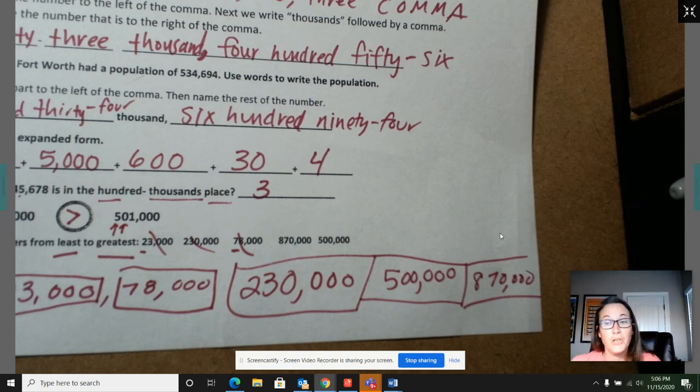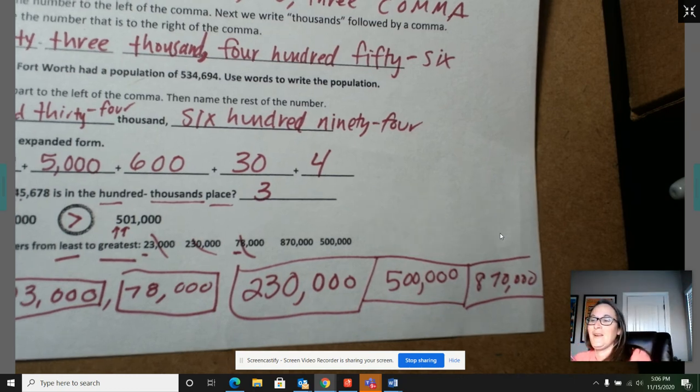All right, be sure if you have questions about this that you're asking in class, because tomorrow's lesson we're going to the 100 millions. Okay, so I want you to make sure you understand this part because we're going on to bigger numbers tomorrow. All right, we need to fold this hamburger and, of course, label it.